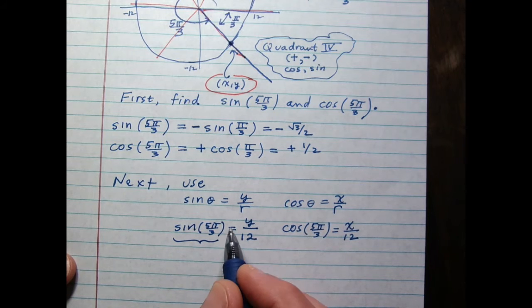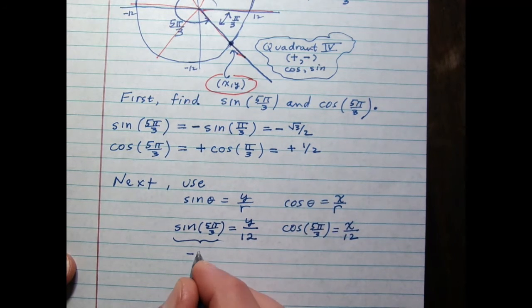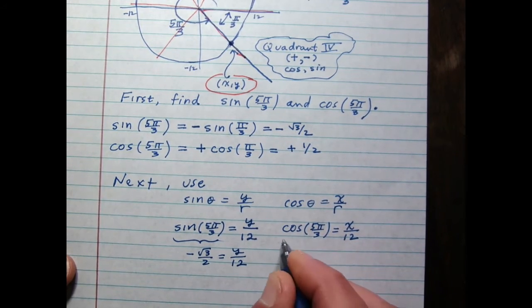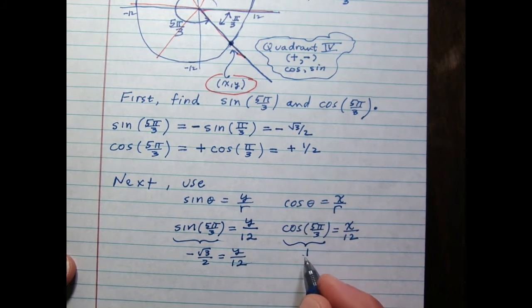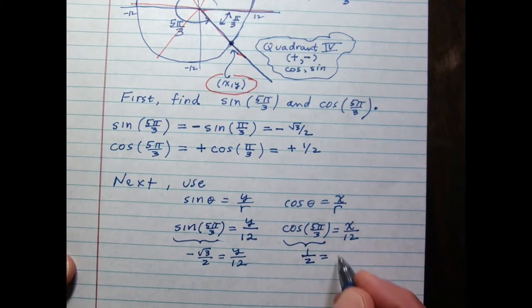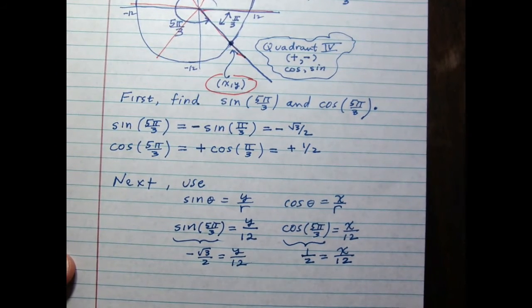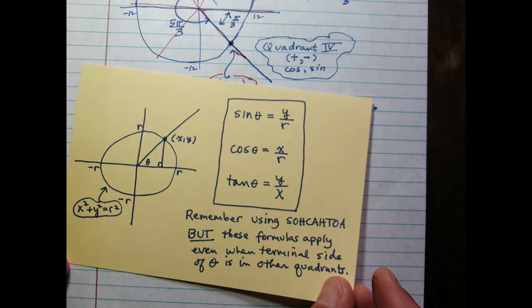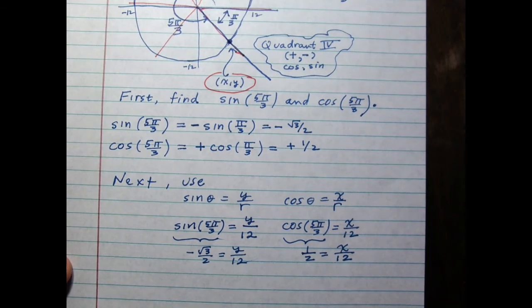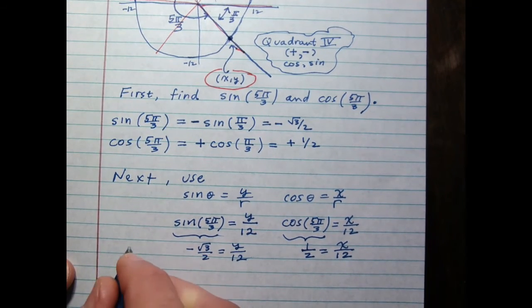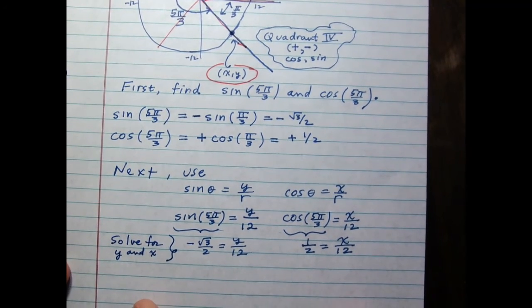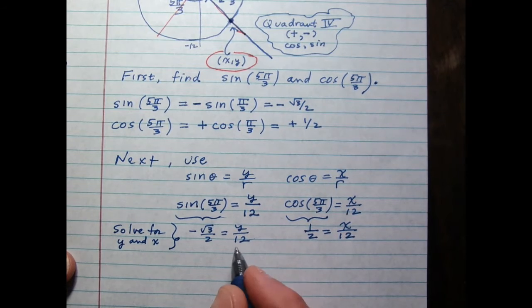Sine of 5 pi over 3 I can replace with negative square root of 3 over 2. We just calculated that is equal to y over 12. Cosine of 5 pi over 3 we just calculated is positive a half. That's got to equal x over 12. So again, we're working backwards through these formulas. We're plugging in values for sine theta, cosine theta, and also r. And now we can solve for y and x. So we have these little equations we can just solve, and then we'll have our point.